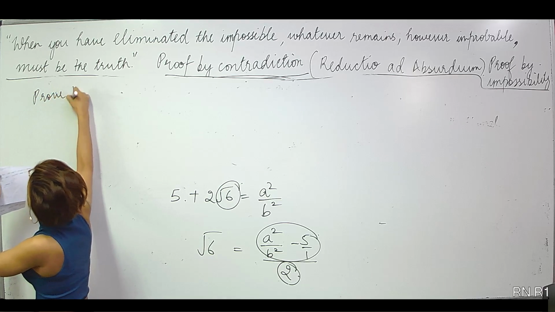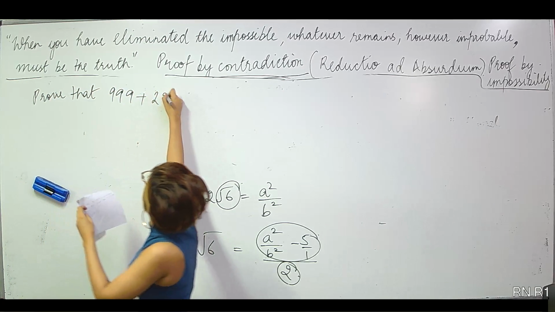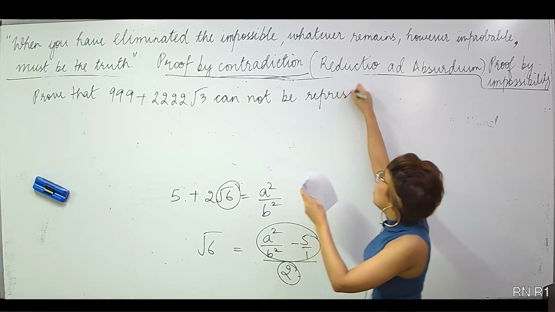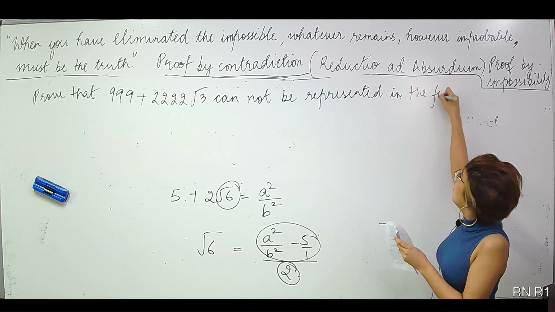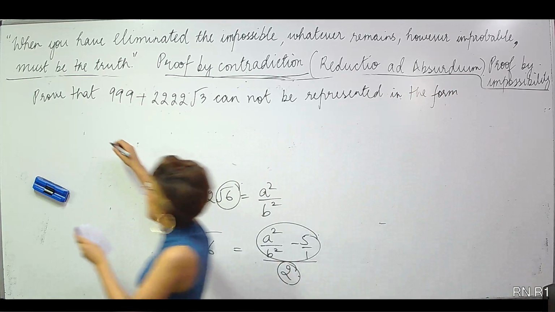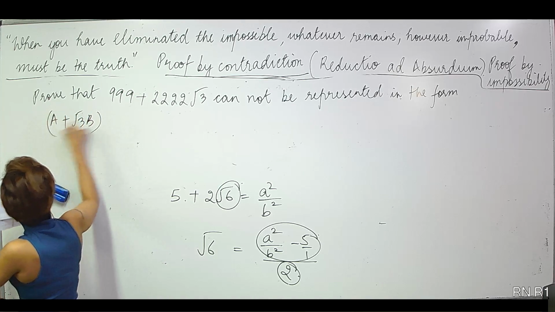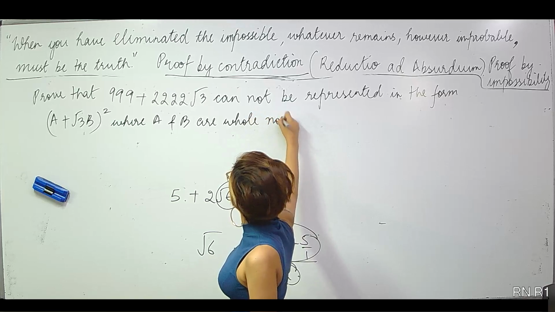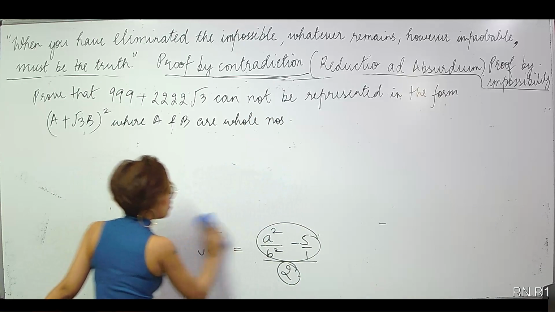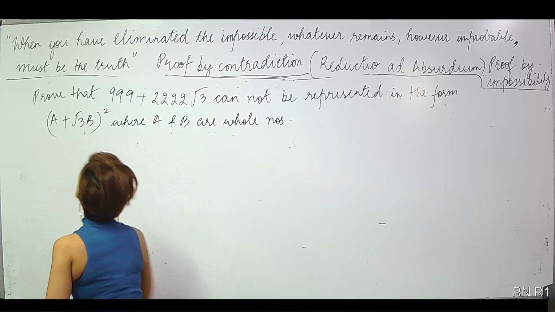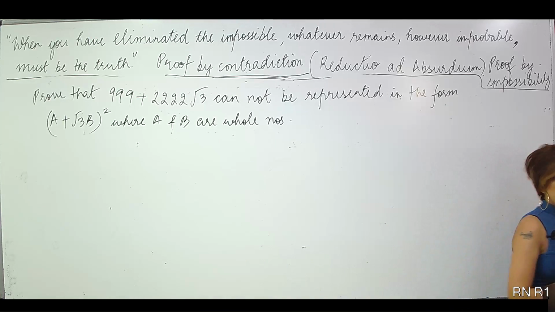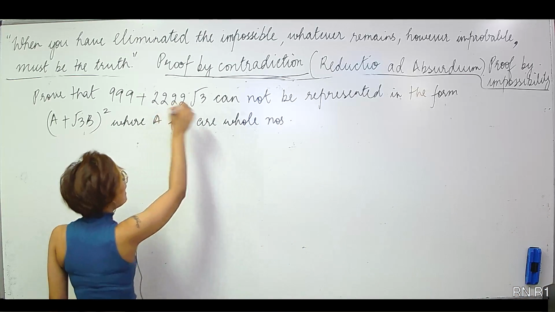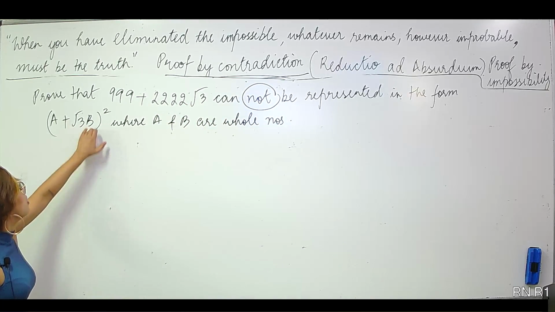Prove that 999 plus 2222 root 3 cannot be represented in the form a plus root 3b whole square, where a and b are whole numbers. Hurry up. Prove that this number cannot be represented in the form a plus root 3b whole square.